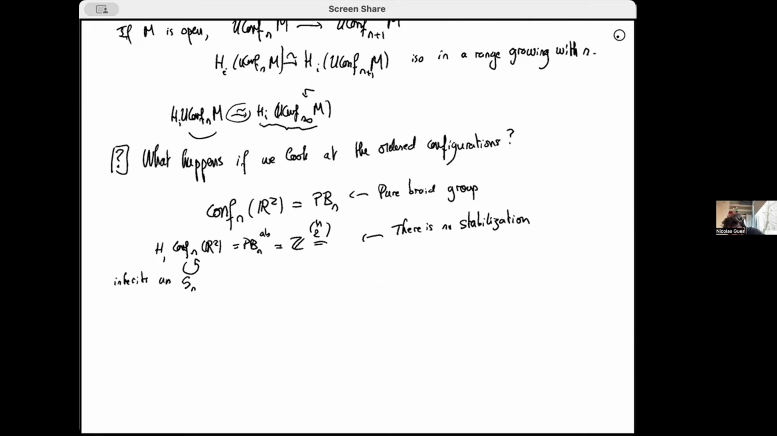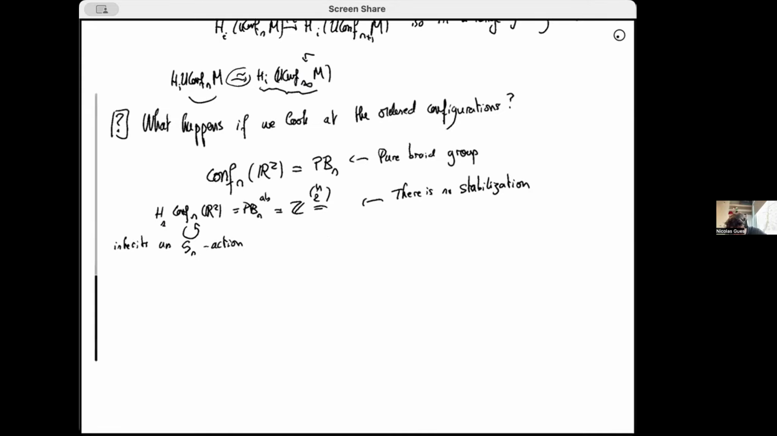So this inherits an Sn action, and maybe the good way to think about this family of spaces, the ordered ones, is not as a collection of spaces, but as a collection of spaces endowed with an action of the symmetry group. And this is what was done. This is the idea of representation stability. So in the 2010s.